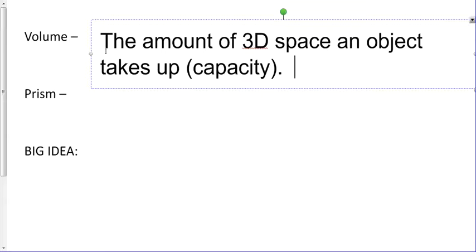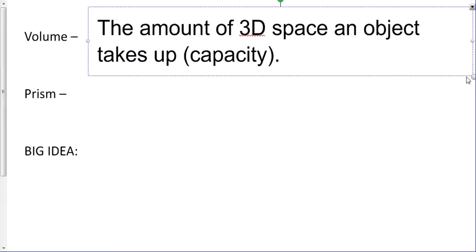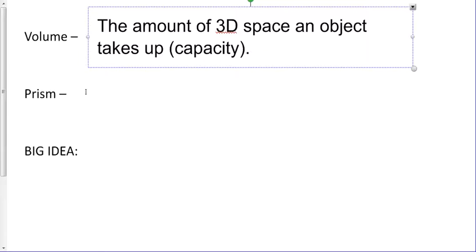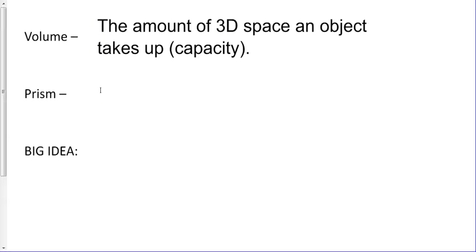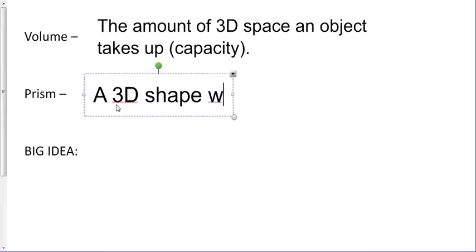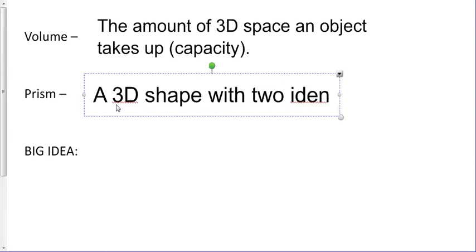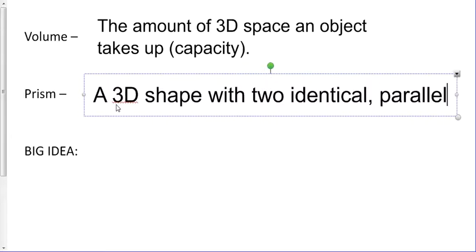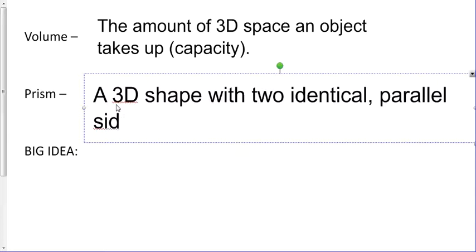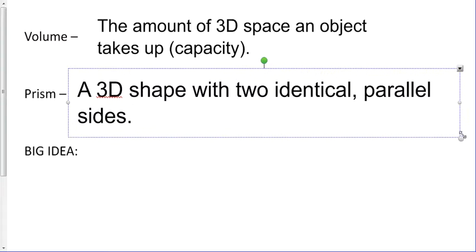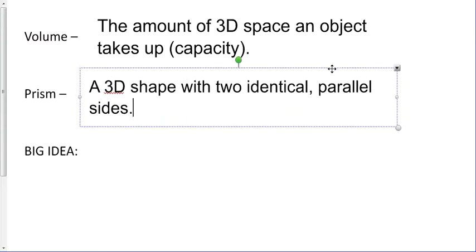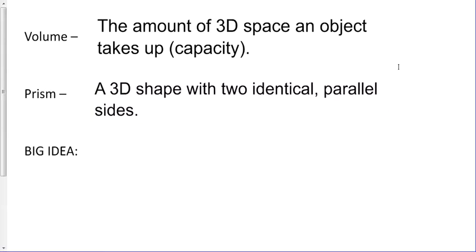A prism, because today we're going to be doing the volume of certain prisms. A prism is a 3D shape with two identical parallel sides. That's important, and we'll look at some examples of prisms. The identical parallel sides are important, and we'll look at some different types of prisms today, and talk about what makes them prisms.